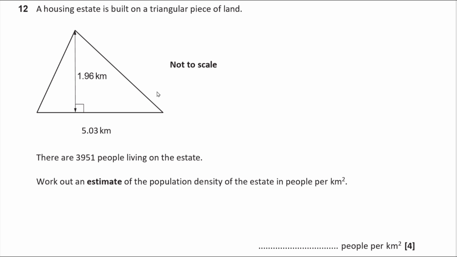Question 12. A housing estate is built on a triangular piece of land. There are 3,951 people living on the estate. Work out an estimate of the population density of the estate in people per square kilometre.